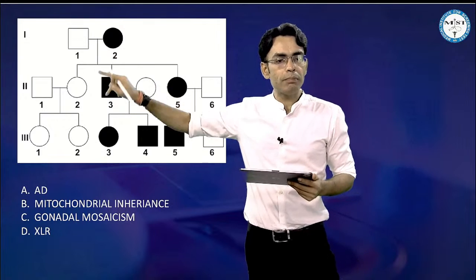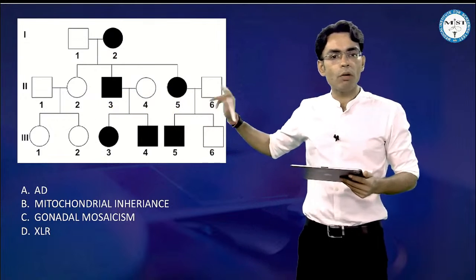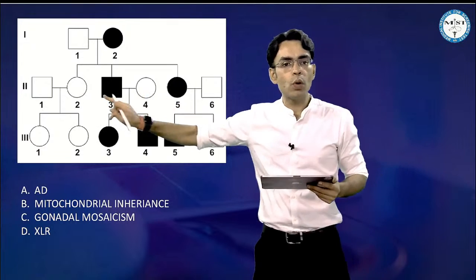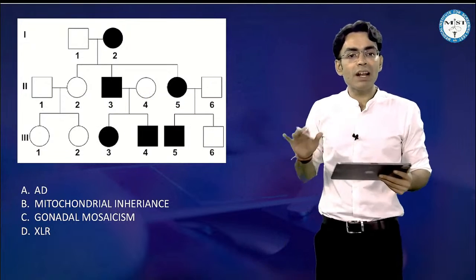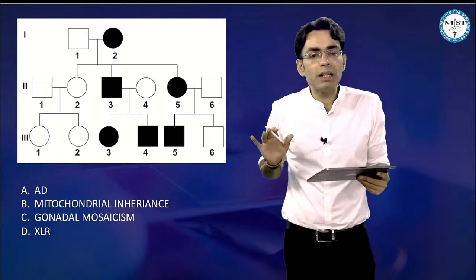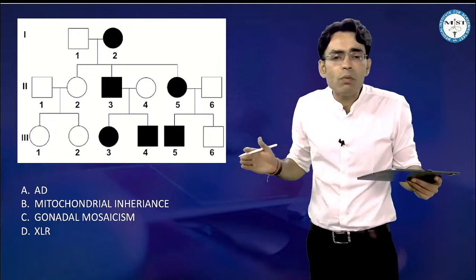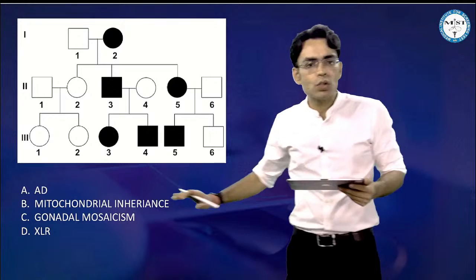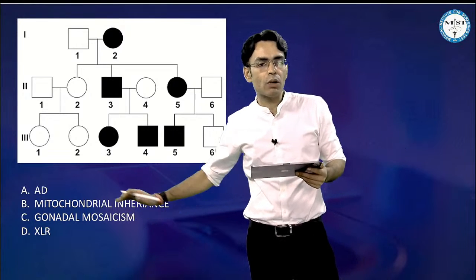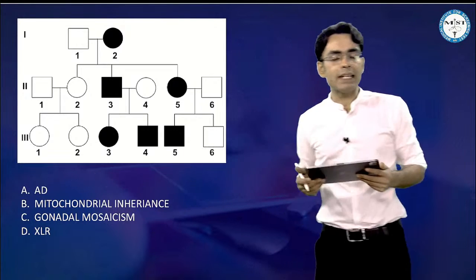There are how many children? 1, 2, 3, 4 probabilities they have shown. 1, 2, and 3, so all these 3 are not affected. Only 2 are affected. So that means it won't be non-Mendelian. It will be Mendelian. So B and C automatically cut out. Now we are talking about A and D.